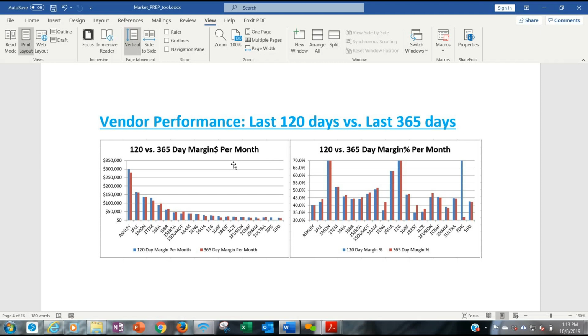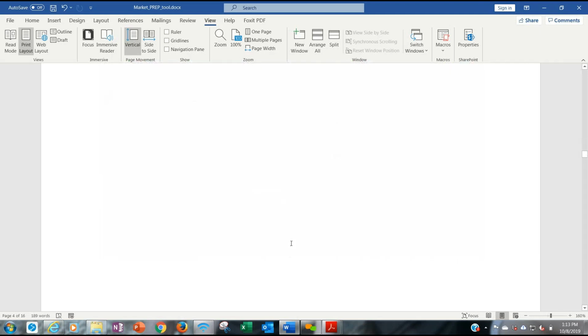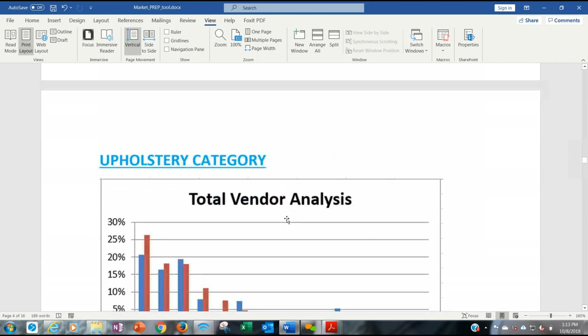So again, understanding what vendors are working in the last 4 months. Are they up in margin dollars? Are they up in margin percent in the last 4 months versus last year? Okay, that's the 120 versus 365-day view. And then giving space for notes.